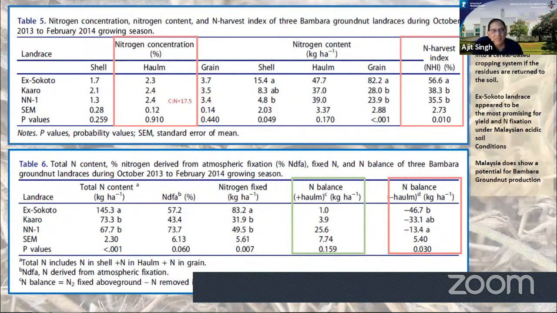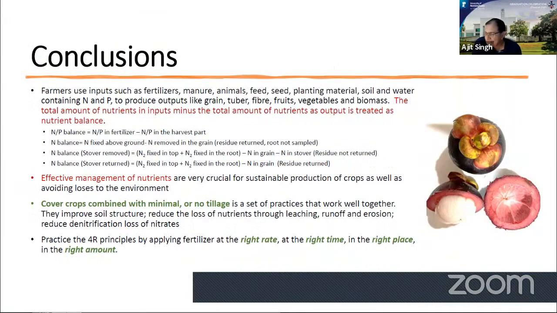Yes, next slide, please. All right, so I think that's the last slide I have. I think I'm able to complete it within the stipulated time.